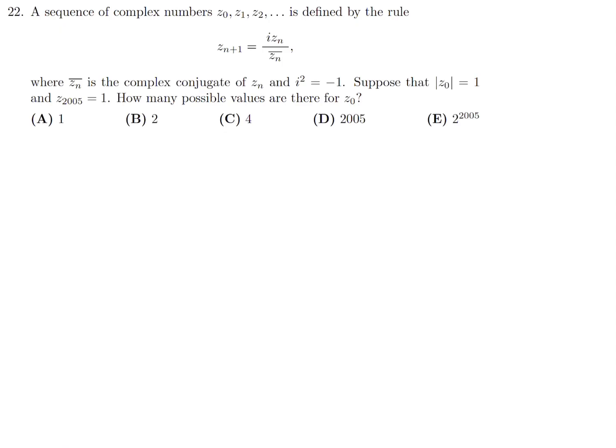A sequence of complex numbers z0, z1, z2, and so on is defined by the rule z(n+1) is equal to i times zn over the conjugate of zn, where the conjugate of zn is the complex conjugate of zn, and i squared is negative 1. Suppose that the magnitude of z0 is 1 and z2005 is 1. How many possible values are there for z0?